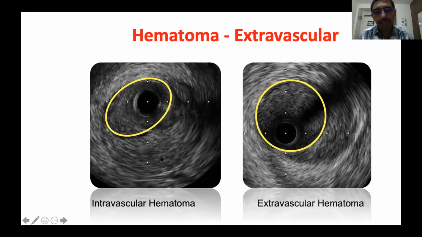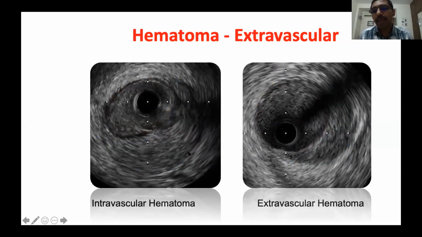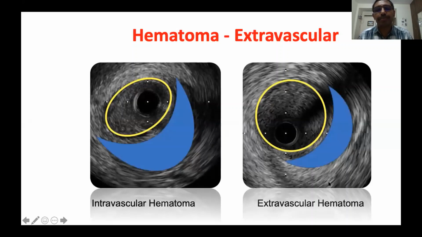Here it is lumen and your blood is still in the intravascular space. And this is an example of extravascular hematoma. Here this is your lumen and this is your vessel architecture. There is a breach in the architecture. The blood accumulates in the periadventitial space. So this is your extravascular hematoma. This is intravascular and this is your extravascular hematoma.